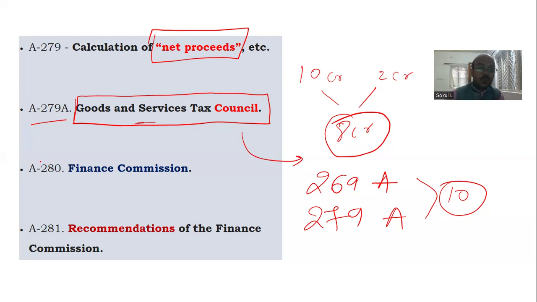Very simple. 280 is Finance Commission. So the role of Finance Commission, who constitutes Finance Commission, what is the composition of Finance Commission, what is the role of Finance Commission, that is very important. Next, recommendation 281. 281 speaks about recommendations of Finance Commission. And a very important point that has to be kept in your mind is, are the recommendations of Finance Commission binding on the president? Answer is no, it's not binding. It is just a recommending body. It just suggests, but it is not mandatory for the government to follow it or not. Okay, so that is very important.